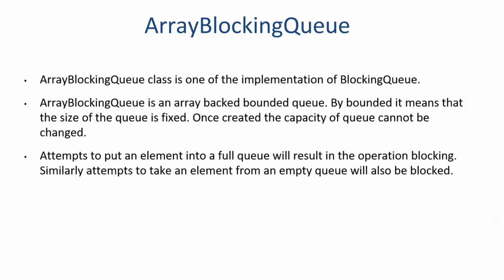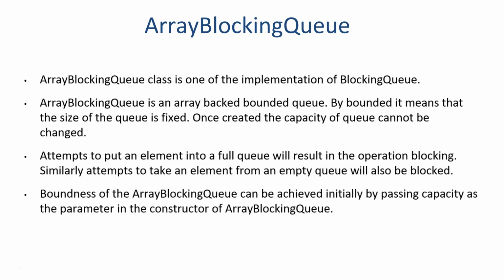Attempts to put an element into a full queue will result in the operation blocking. Similarly, attempts to take an element from an empty queue will also be blocked. The boundedness of the ArrayBlockingQueue is achieved by passing the capacity as a parameter in the constructor of ArrayBlockingQueue.